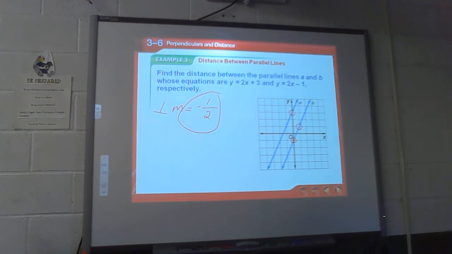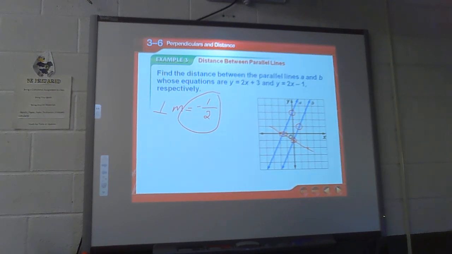Down 1 to the right 2, right? Or up 1 and to the left 2. Now this is why this one makes it a little harder, right? Because when I connect my lines, notice what happens. This spot right here isn't on a crosshairs. So can I realistically tell what that point is?